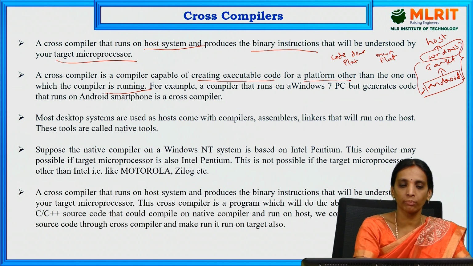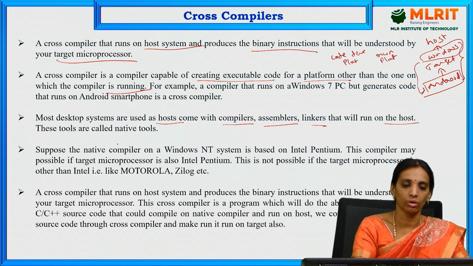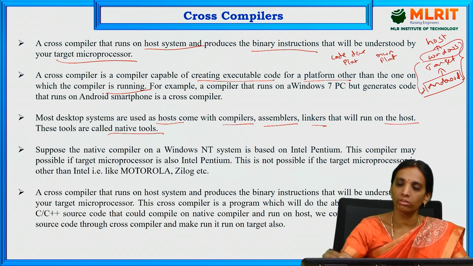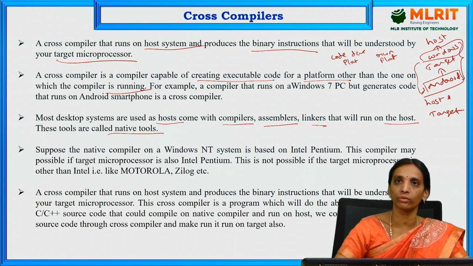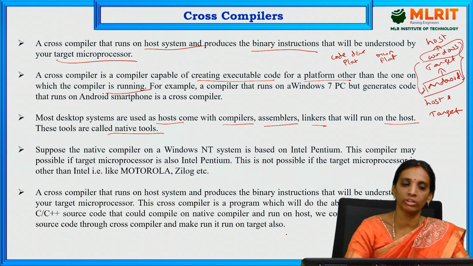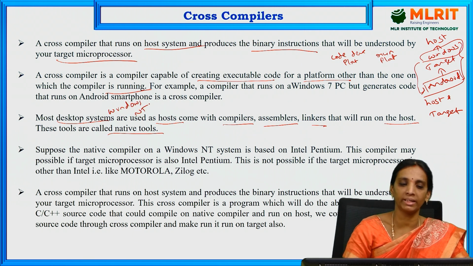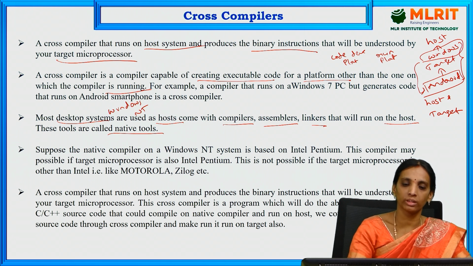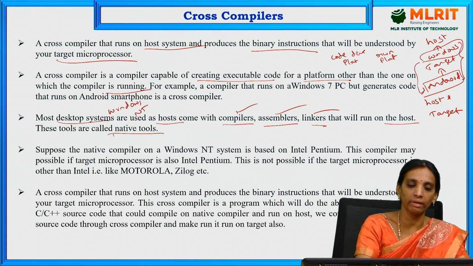So then most desktop systems used as hosts come with compilers, assemblers, linkers that will run on the host. So these are called native tools. So that means the platform which is used for host and target are the same. If the same platform is used for both host and target, like Windows or Intel Pentium processor, and the target machine also has the same platform processor, then the compilers, assemblers, linkers which are used for development of the program and running the program are known as native tools.